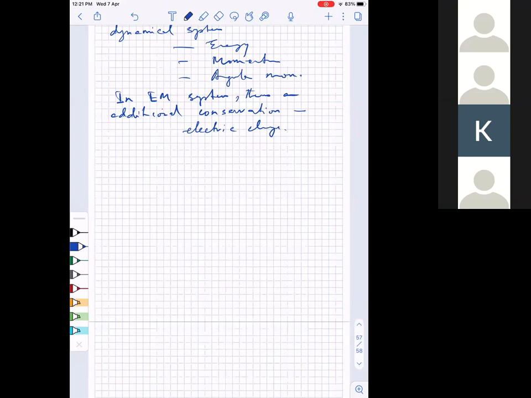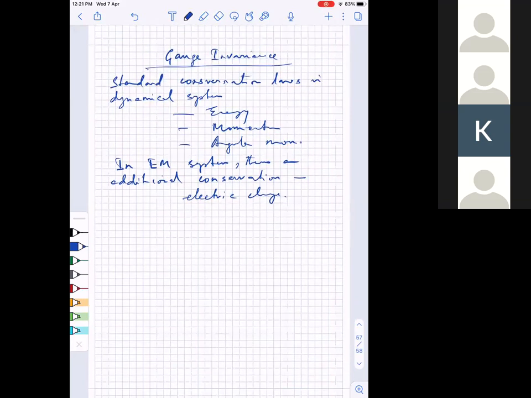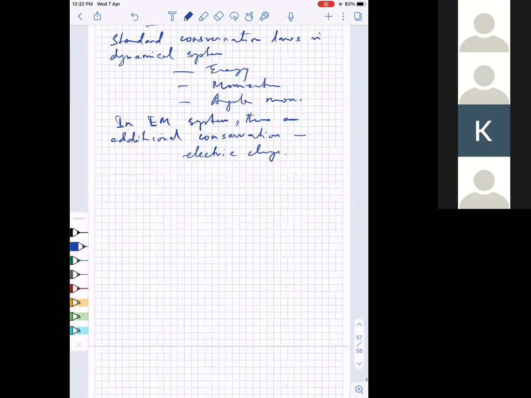Sir, can you please repeat that point? I lost my connection. Which one? Okay. That. So what I was saying, did you miss everything that I said over here? Yeah, from the gauge invariance. From the gauge invariance, yeah.